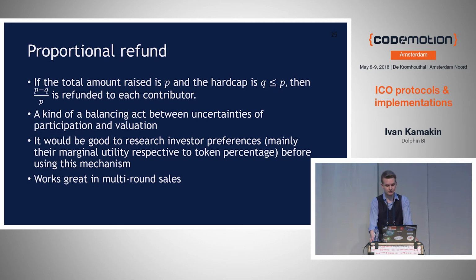However, when making this kind of crowd sale, you should still research your investors to see if it will work or not. On the other hand, this mechanism works brilliantly in multi-round sales, as the refund allows the contributors to purchase more tokens in the next round. So their total utility after all rounds is much closer to optimal, even if they are second-type investors.